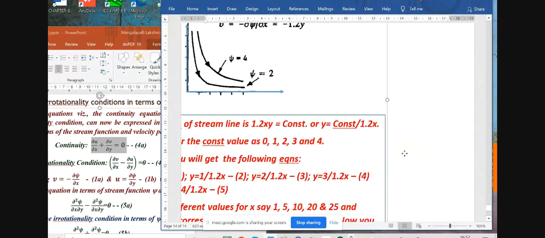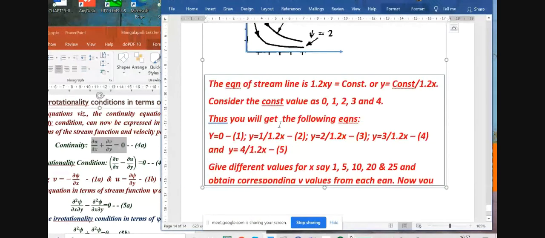Now you look at this. So psi is equal to 1.2xy. Now what you have to do to get streamlines, you have to equate psi to a constant. So now the equation of streamline is 1.2xy is equal to constant, or y is equal to constant divided by 1.2x.